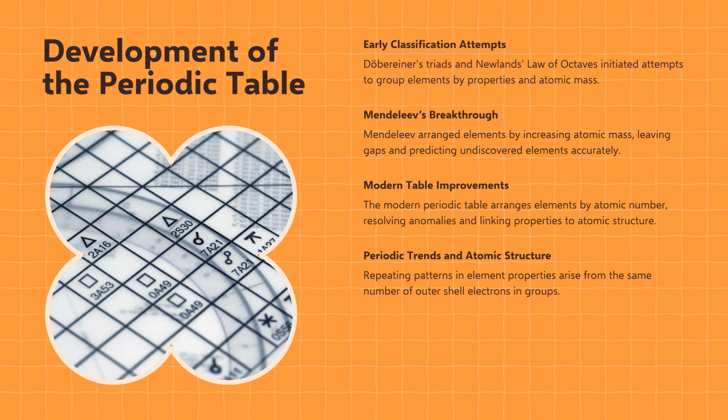The most significant breakthrough came from Dmitri Mendeleev, who arranged elements by increasing atomic mass but crucially left gaps for undiscovered elements and predicted their properties with remarkable accuracy. This demonstrated that chemical properties are periodic and linked to atomic structure. The modern periodic table is arranged by increasing atomic number rather than atomic mass, following the discovery of protons and the development of atomic theory. This change resolved anomalies such as iodine and tellurium.